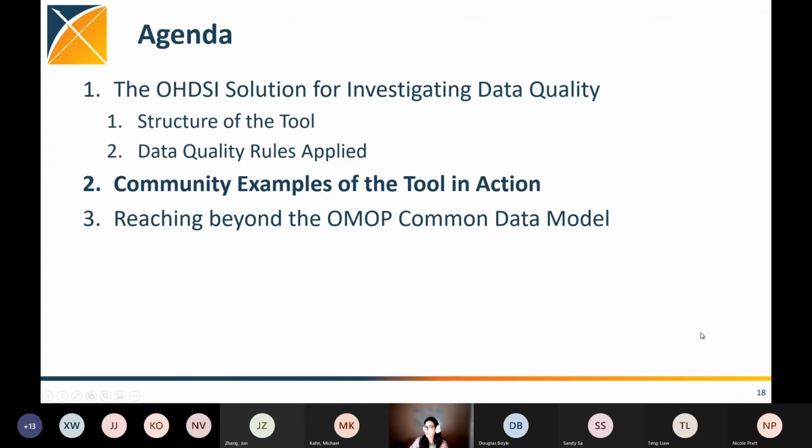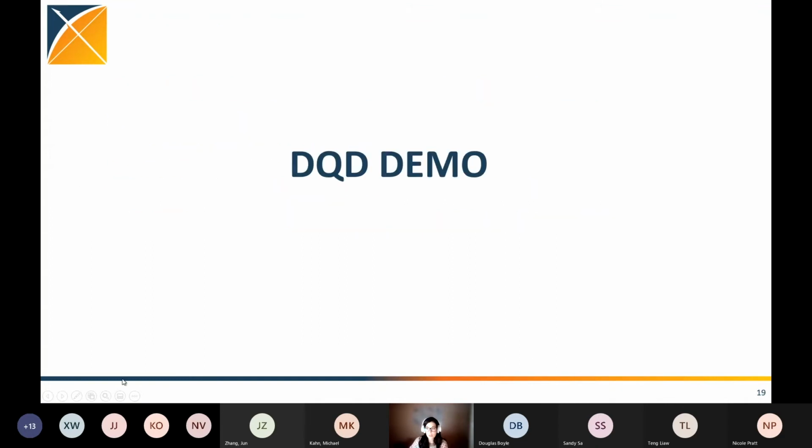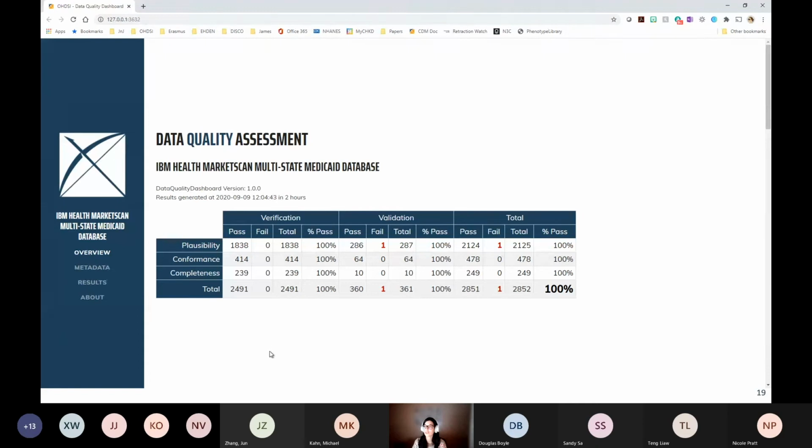All right, so I'm going to go through a couple different examples of the tool. First thing I'm going to do, let's see, I have 6 minutes left, I think. So let me quickly bring up the tool just to share with you how this looks.